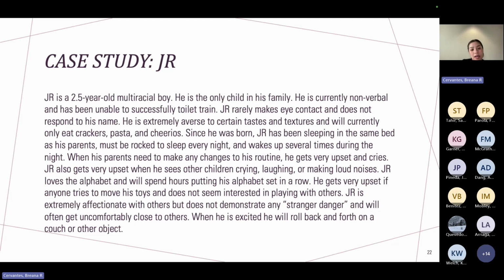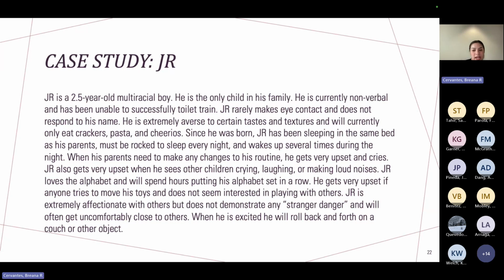JR also gets very upset when he sees other children crying, laughing, or making loud noises. JR loves the alphabet and will spend hours putting his alphabet set in a row. He gets very upset if anyone tries to move his toys and does not seem interested in playing with others. JR is extremely affectionate with others, but does not demonstrate any stranger danger and will often get uncomfortably close to others. When he's excited, he will roll back and forth on a couch or other object.